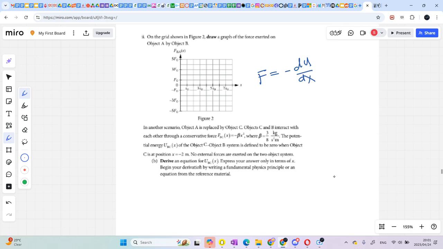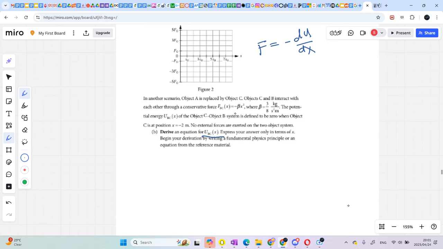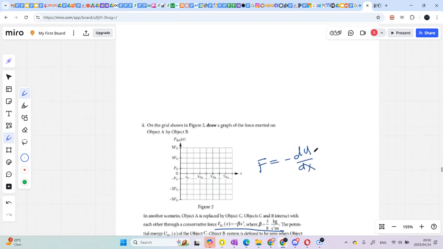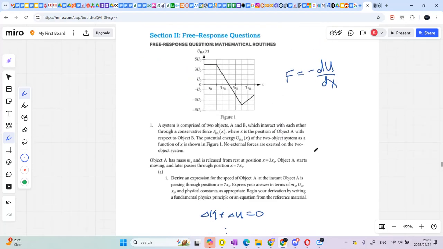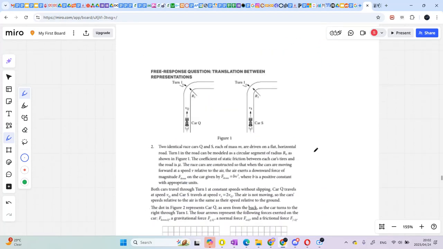You're going to derive an equation for the potential energy based on a force equation that's given. Integration is what you want to do, essentially. You're just going to want to do some integration right here. So that's like the calculus test aspect of it. Integrate that with respect to x, get that. So mathematical routines in a nutshell: do math, do calculus, do the thing.